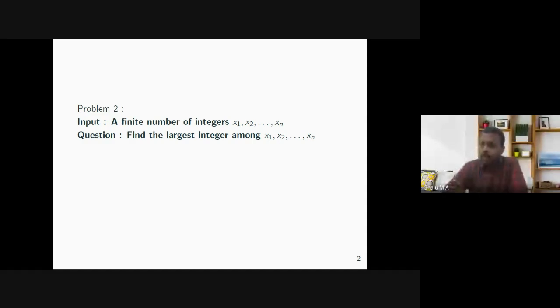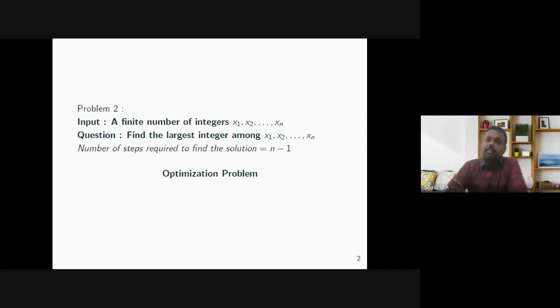But you can see that this optimization problem is in fact a combination of n minus one decision problems. Because when you compare x1, x2, you keep the maximum. Then you can use this maximum and compare with x3 and so on. So you do n minus one comparisons. So the number of steps required to find a solution is n minus one, and this is an optimization problem.